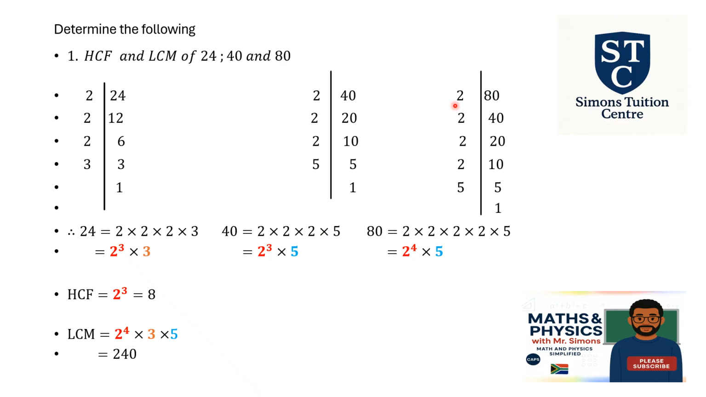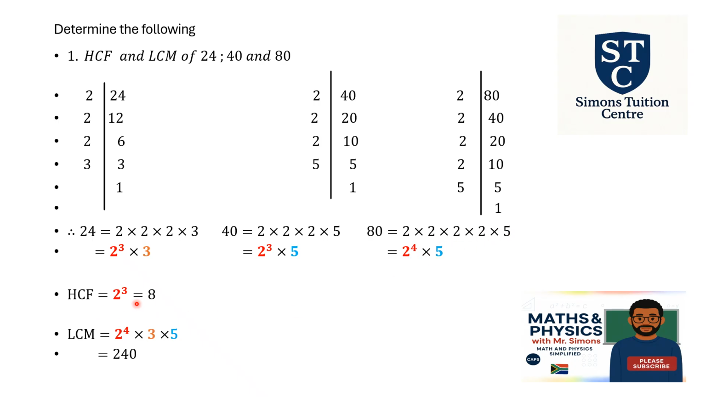80, lowest prime number is 2. So 80 divided by 2 is 40. 40 divided by 2 is 20. 20 divided by 2 is 10. 10 divided by 2 is 5. And 5 divided by 5 is 1. So that gives me 4 2's times 5, which is 2 to the power 4 times 5.